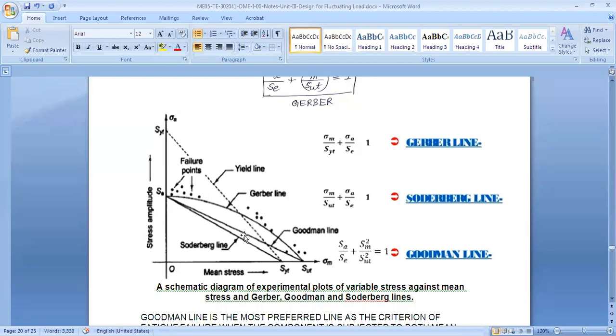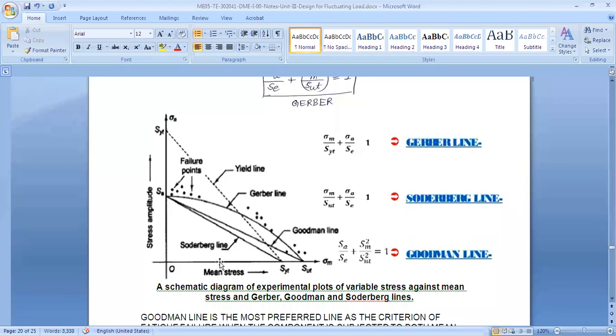So there are these three lines. Each of them has a different understanding, a different equation, and a different application. Gerber is an approximate failure curve, right? The Goodman line is a safe curve, but it considers SUT, so chances of mechanical failure are there. And SYT is the complete failure limit; there are no chances of failure because of static as well as fluctuating load. Okay, so that's why these three laws.